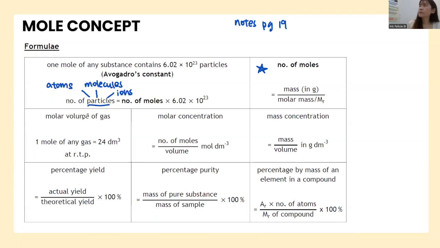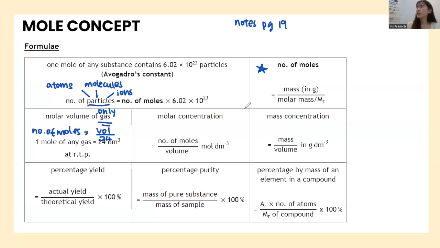And for volume, take note that this formula is only applicable for gas. That means if it is solid or liquid, you cannot use this formula. Usually how I write it is, number of moles will be volume over 24. So this is another way to present it.